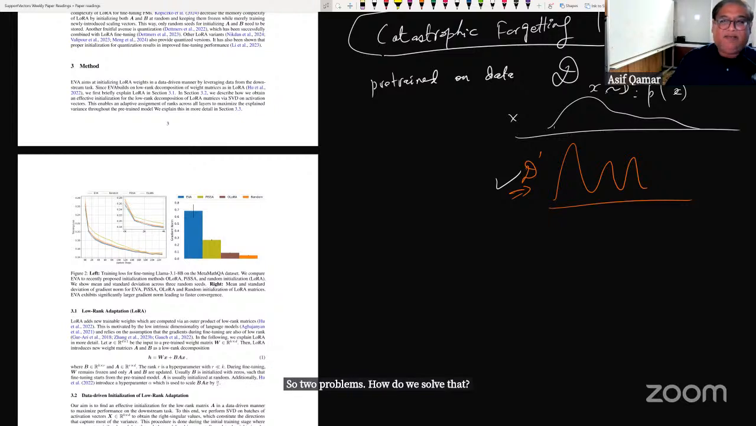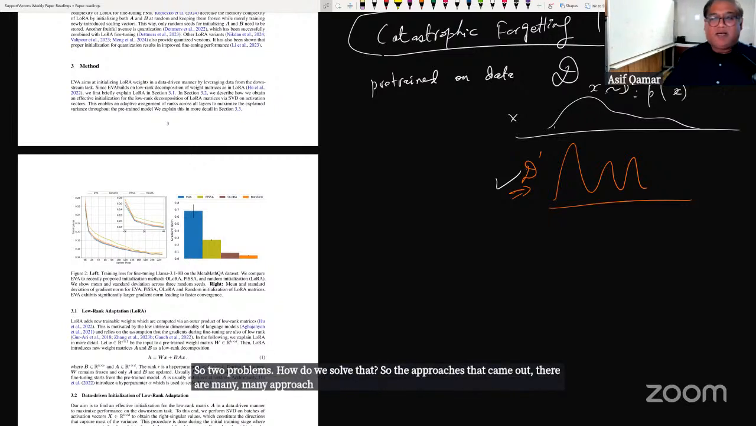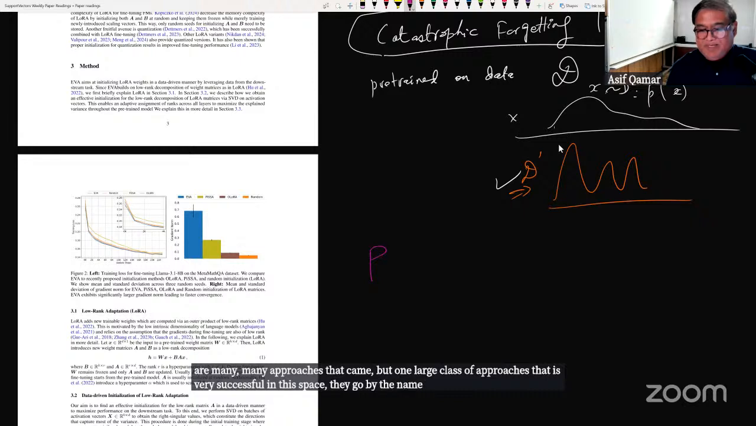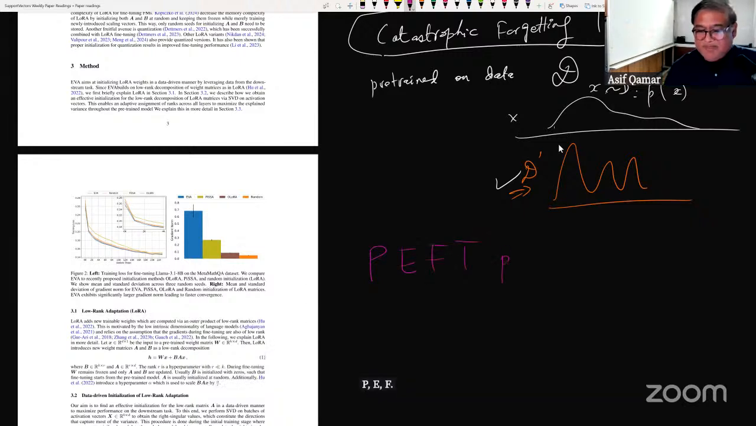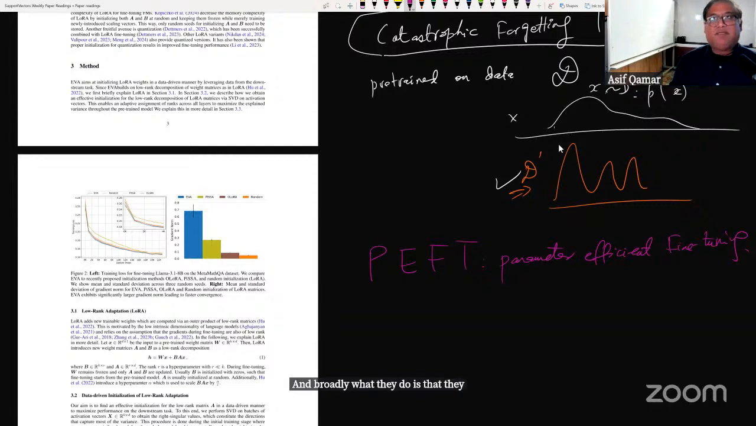There are many approaches that came out, but one large class of approaches that is very successful in this space goes by the name of PEFT, parameter efficient fine-tuning. There are many ways to do that, but I will just focus on one of them, which is called LoRA. LoRA stands for low rank adaptation.